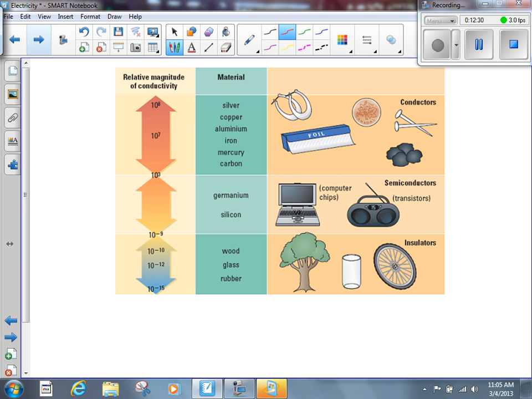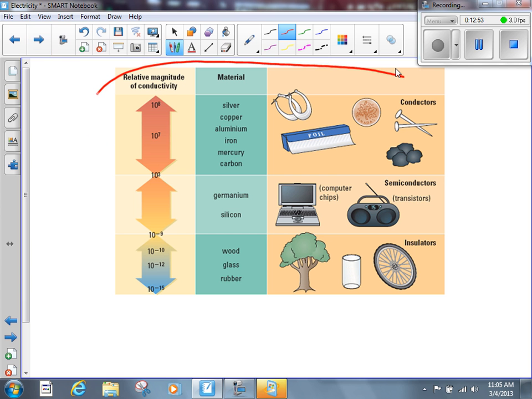Now, there are varying degrees. You don't need to copy this page down, by the way. There are varying degrees of conductivity. We're not suggesting here, when we define a conductor and an insulator, that something is either a conductor and it conducts equally as well as every other conductor, or something is an insulator and it insulates equally as every other insulator. There's varying degrees of conductivity.